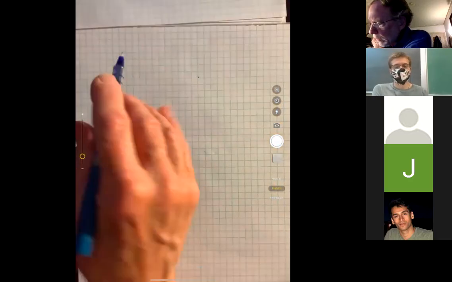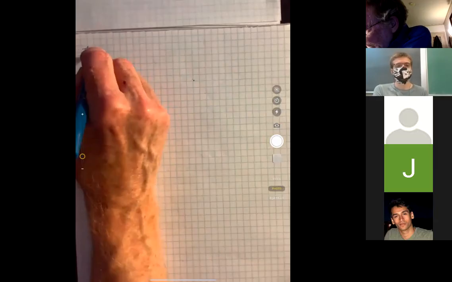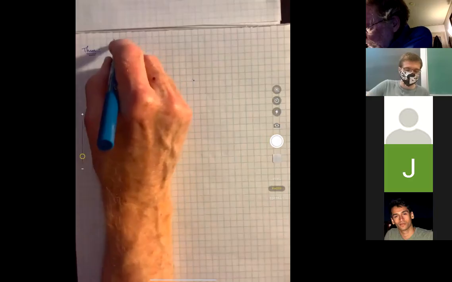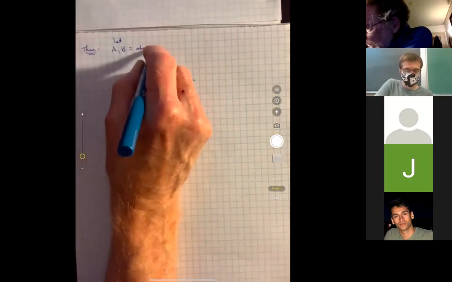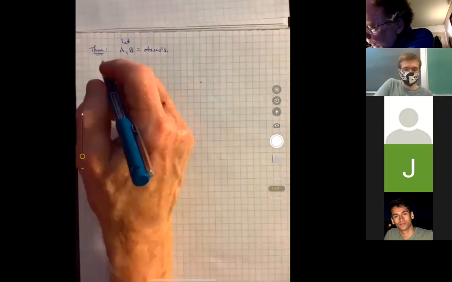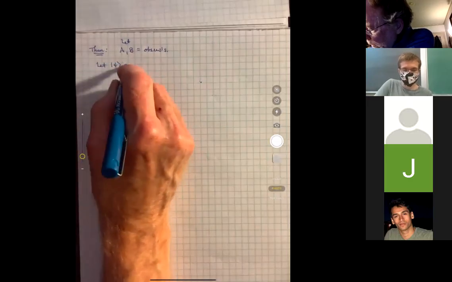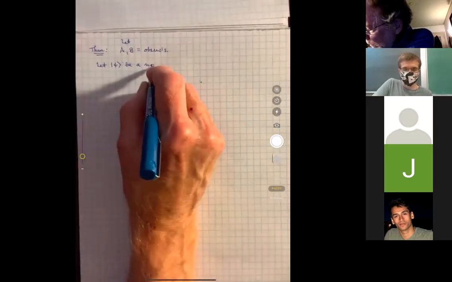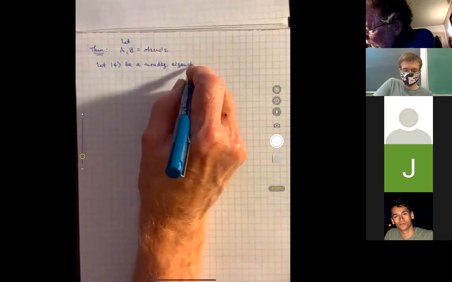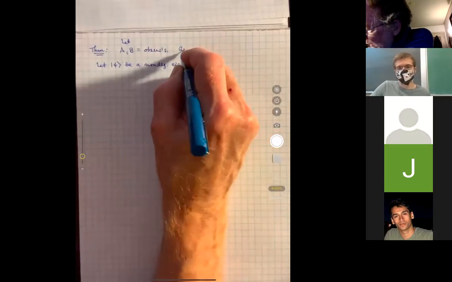Here's another theorem that's important and actually arises in a surprisingly large number of cases. The theorem is this. Again, let A and B be observables. The theorem is the following: let psi be a non-degenerate eigenstate of A. And we're going to assume that A and B commute.